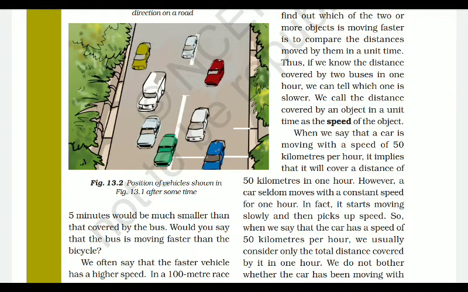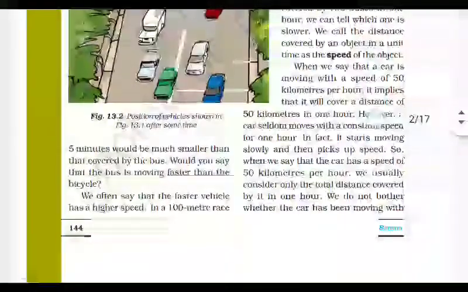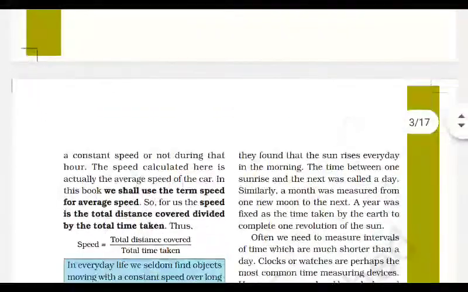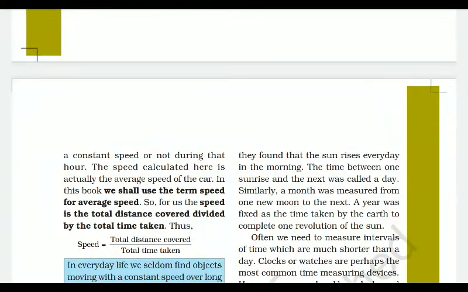However, a car seldom moves with a constant speed for 1 hour. In fact, it starts moving slowly and then picks up speed. So when we say that the car has a speed of 50 kilometers per hour, we usually consider only the total distance covered by it in 1 hour. We do not bother whether the car has been moving with constant speed or not during that hour. The speed calculated here is actually the average speed of the car. In this book, we shall use the term speed for average speed.